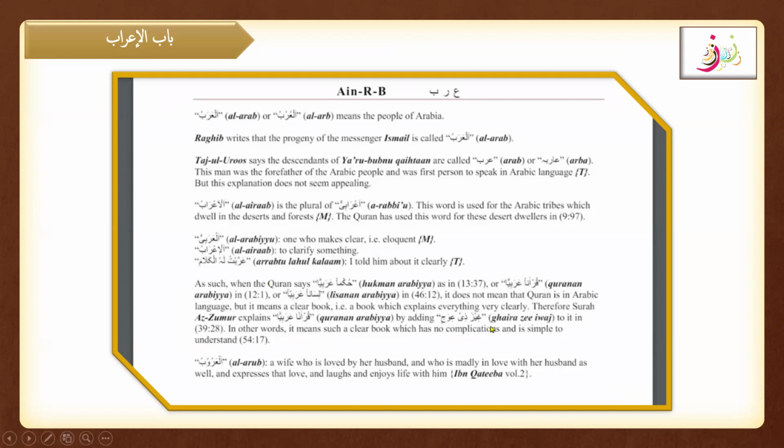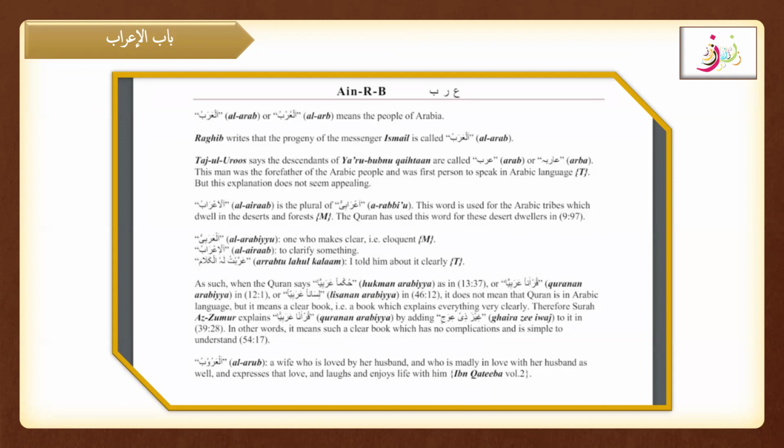It also says غَيْرَ ذِي عِوَجٍ, that means it is free of any crookedness. It is free of any error. It is so clear. Alhamdulillah Rabbil Alameen. This is a very clear book, but we need to ponder in its meaning, in its words.